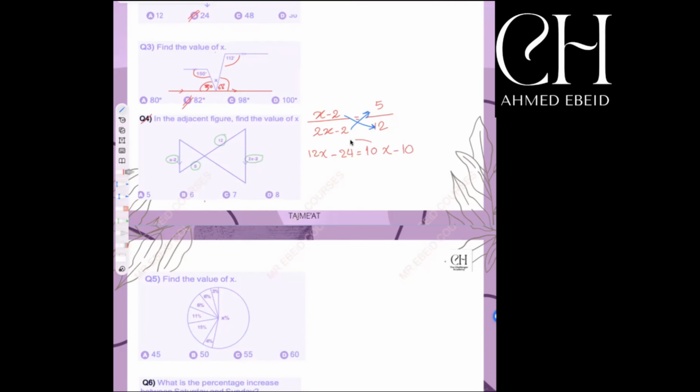Now we'll move 2x to this side with opposite sign, and also negative 24 to this side with opposite sign. So it's 12x minus 10x equals negative 10 plus 24. 12x minus 10x will be 2x, which equals negative 10 plus 24, which equals 14. Then divide both sides by 2. It means x equals 14 over 2, which equals 7. So the value of x is 7.